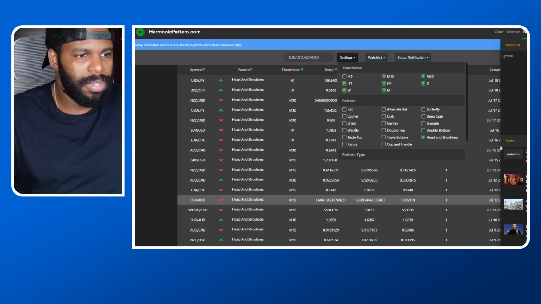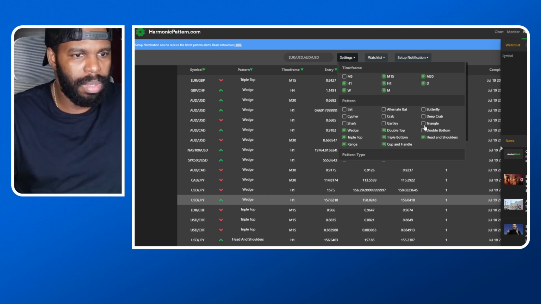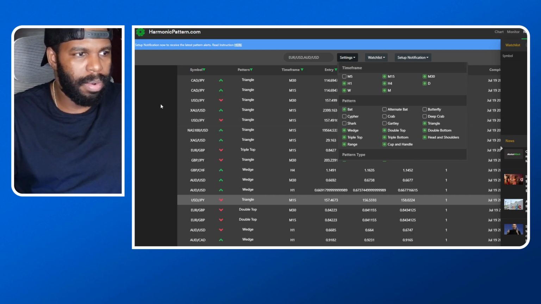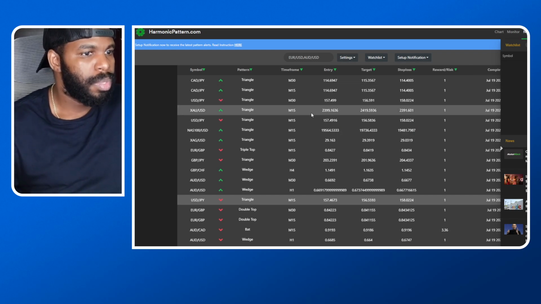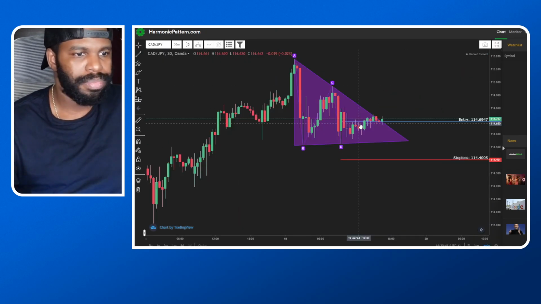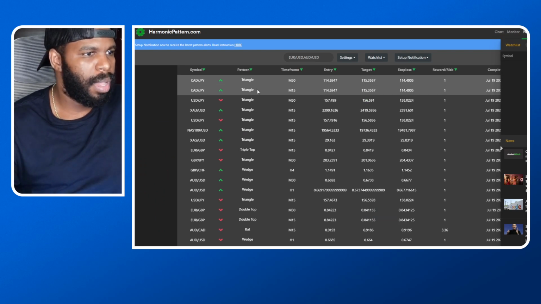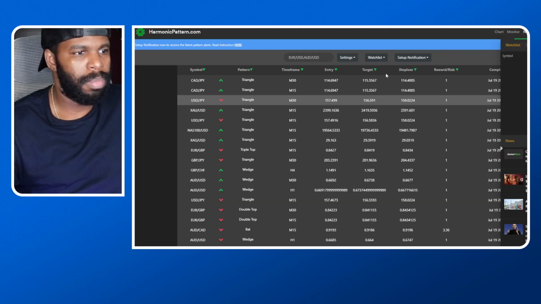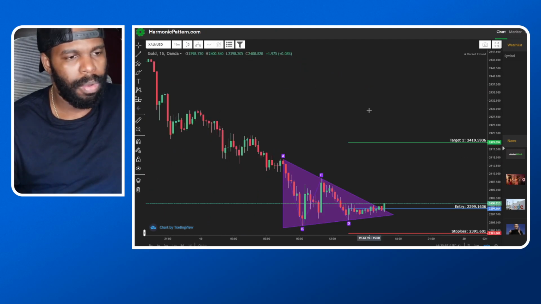Okay, so let's check out some other patterns. They have the wedge, the triple top, the range, the double top, the triple bottom, cup and handle, the triangle, the double bottom. Let's even add the bat pattern. All right, so there, boom. Now we have different types of patterns. Like CAD JPY has a triangle pattern. It automatically finds these patterns on these forex pairs. There's another triangle pattern on USD JPY. As you can see, boom, boom, boom. There's a triangle pattern on gold.